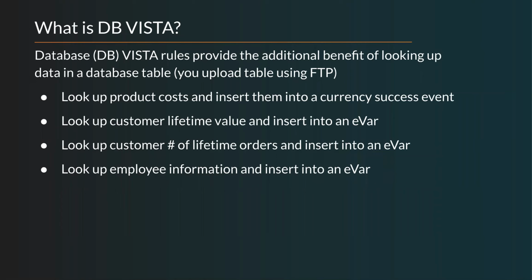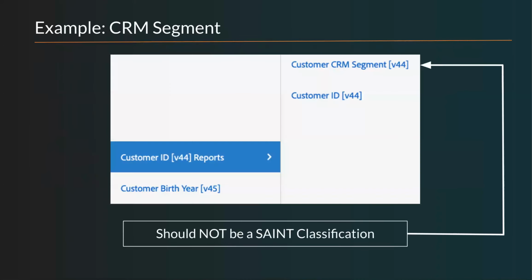And even though you have to pay for the Vista rule once, you don't have to pay Adobe every time you need to upload data to it. You can just add new data, change or remove data all through FTP. And there's a whole user guide that Adobe provides on how to keep your DB Vista table updated. And many of my clients in the past have done that in an automated way, so they don't even have to think about it. Their backend data is just always updated in the DB Vista table.